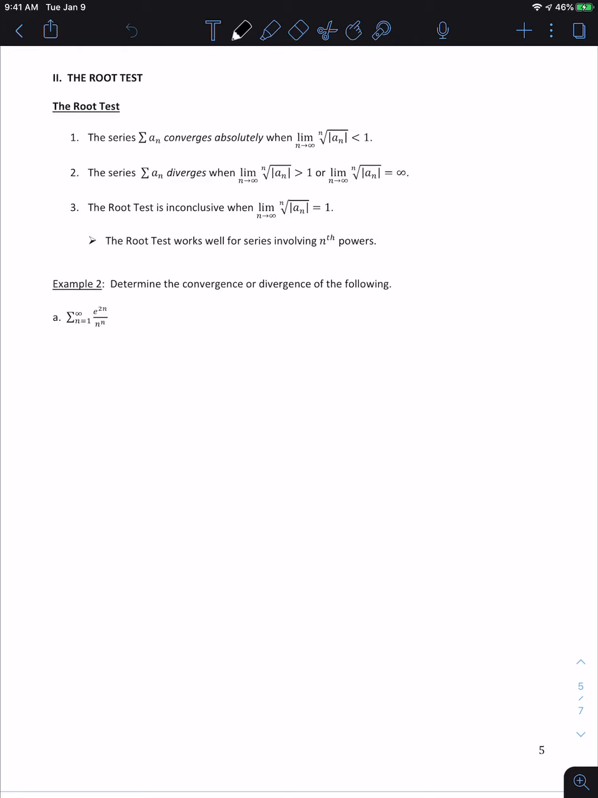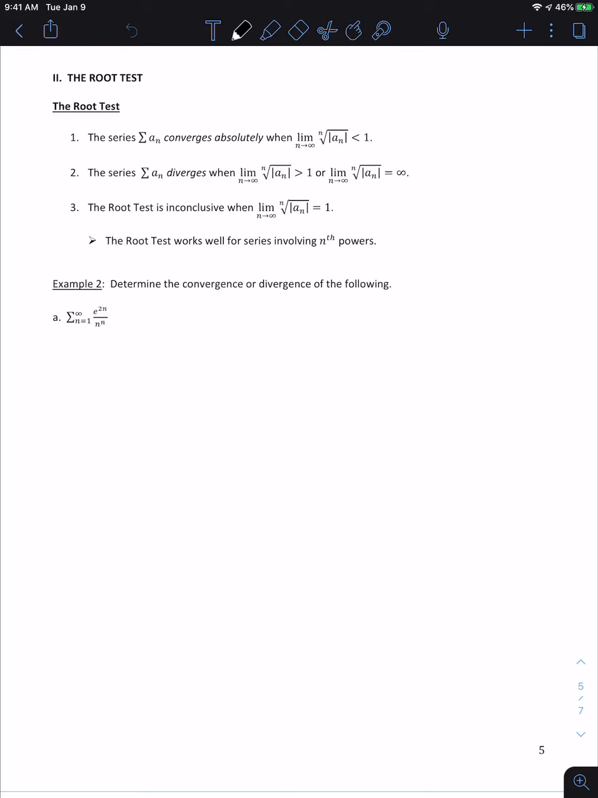Hello everyone, in this video we'll be picking up where we left off in section 9.6 with the root test. So here's the root test. We say that the series converges absolutely when the limit as n goes to infinity of the nth root of the absolute value of a sub n is less than 1. We say that the series diverges when that limit is greater than 1, or infinity, which is also greater than 1. And we also say that the root test is inconclusive when that limit equals 1.